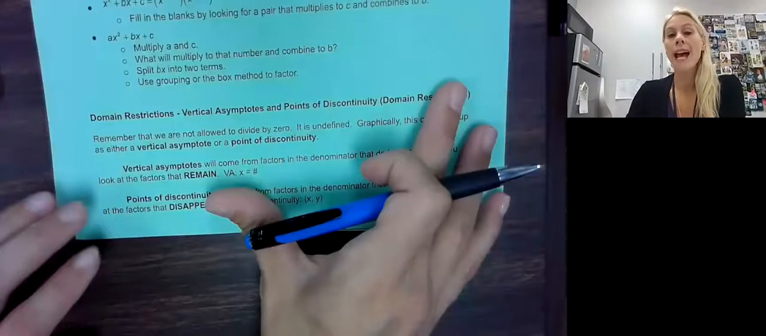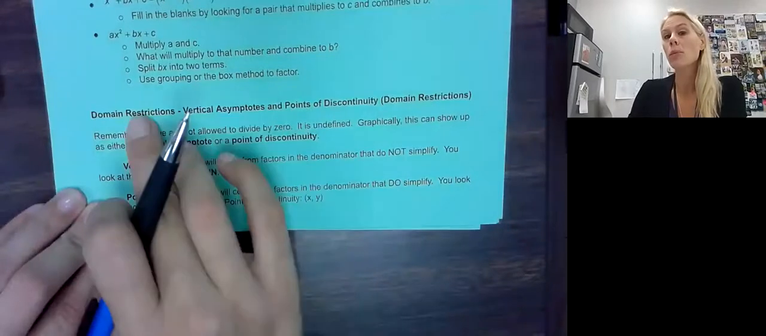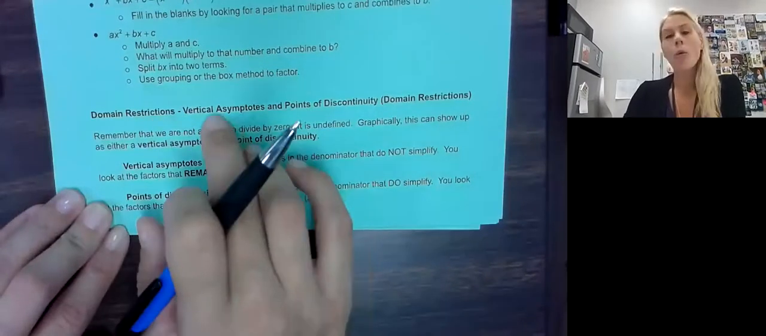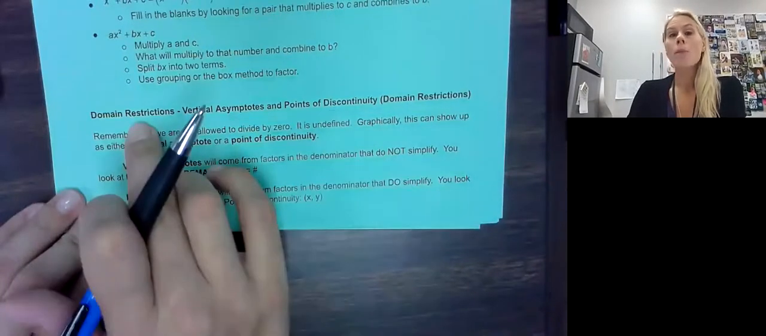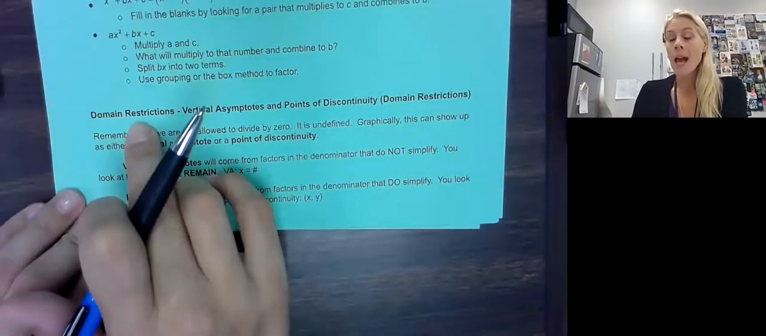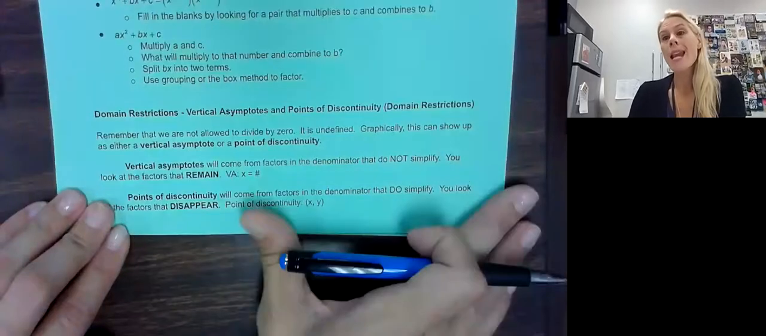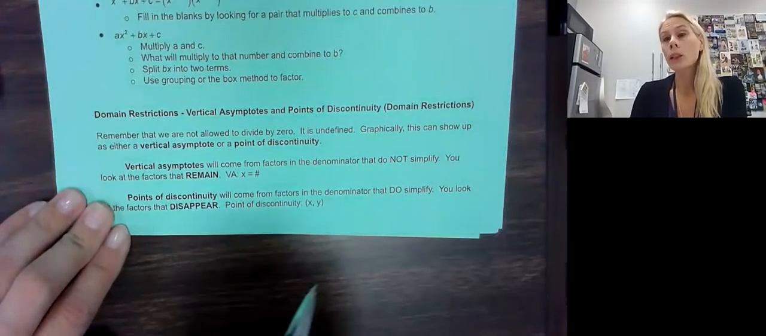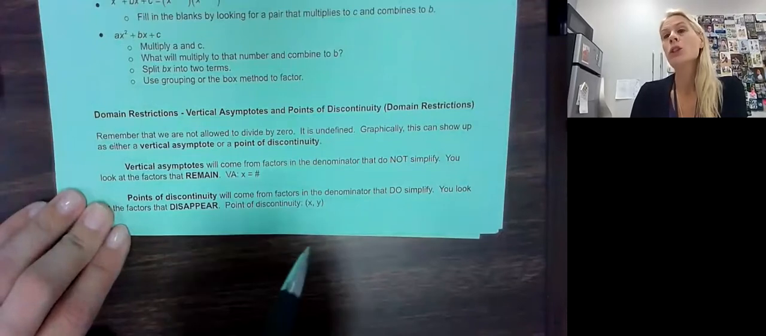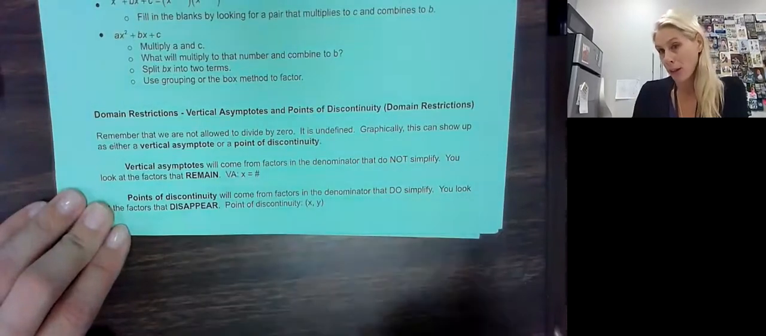Now, for you guys, what we're going to do is we're not really going to identify the domain restrictions as a vertical asymptote or a point of discontinuity. We're just going to point out domain restrictions right now, okay? Now, domain restrictions means that 0 cannot be in the denominator, okay? So what we're going to do is find the domain restrictions before we simplify, okay?